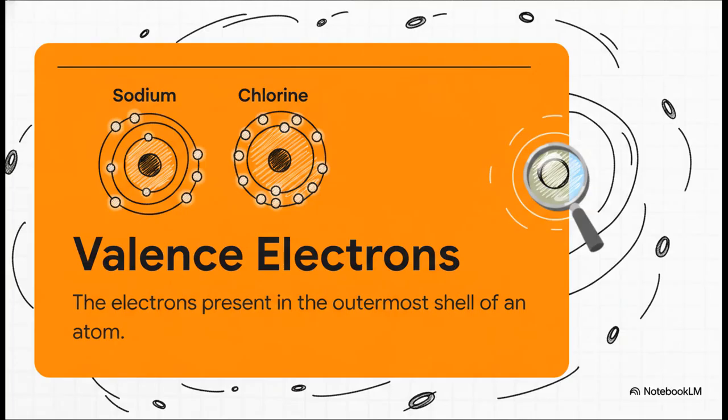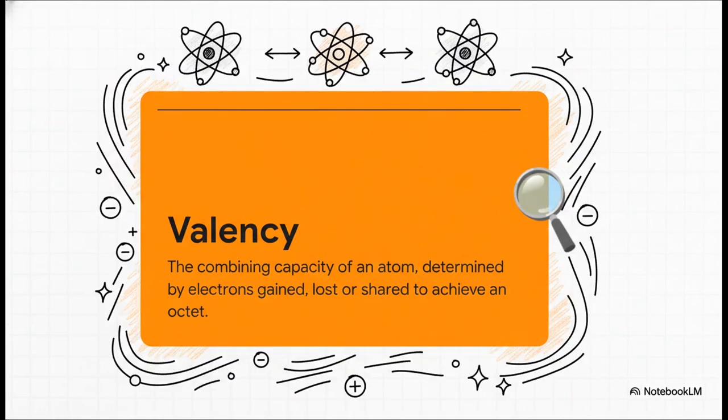The electrons that are in this outermost shell, they get a special name. We call them the valence electrons. So, for our sodium atom with the configuration 2, 8, 1, the number of valence electrons is simply 1. What about chlorine with configuration 2, 8, 7? How many valence electrons does it have? 7, that's right. Knowing about valence electrons directly leads us to another key idea, valency.